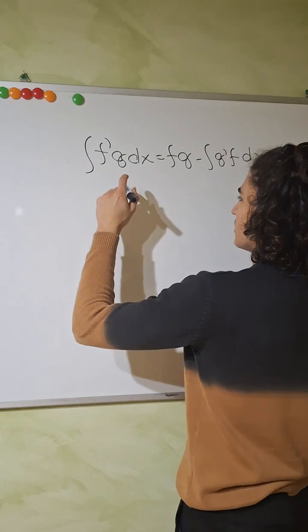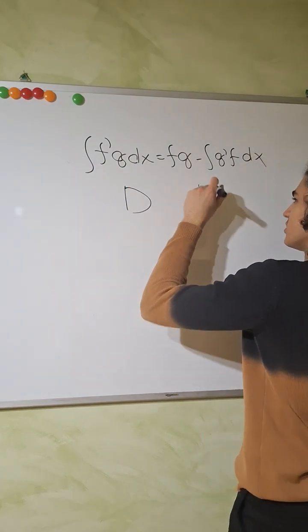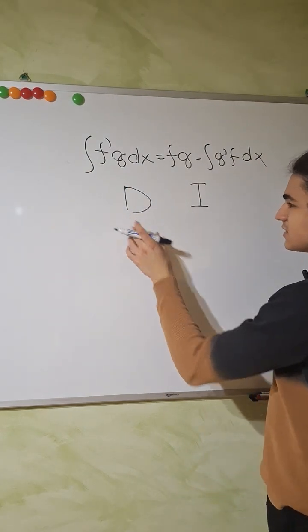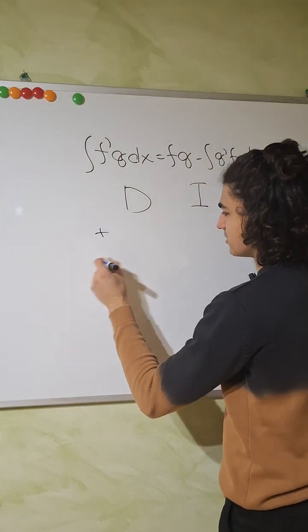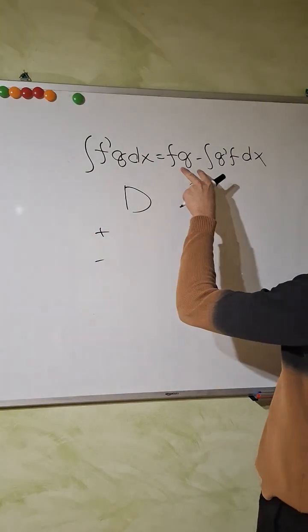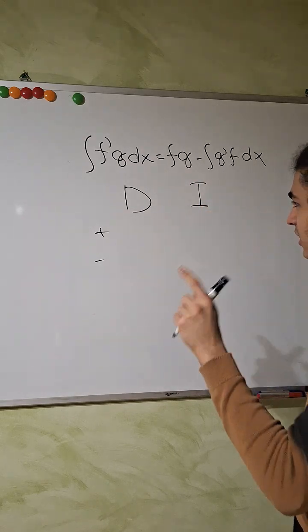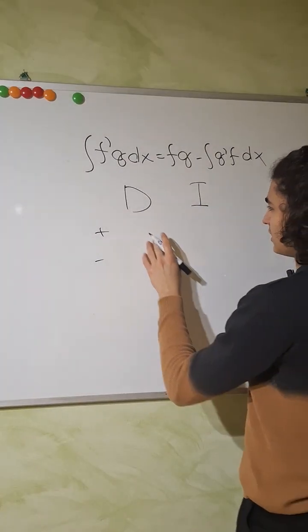So how does the DI method work? We have to construct a table, and we put D and I. D stands for differentiating, and I for integrating, and we have to put a plus or minus sign. As you can see, it resembles this plus and this minus sign. You'll see why in a second.